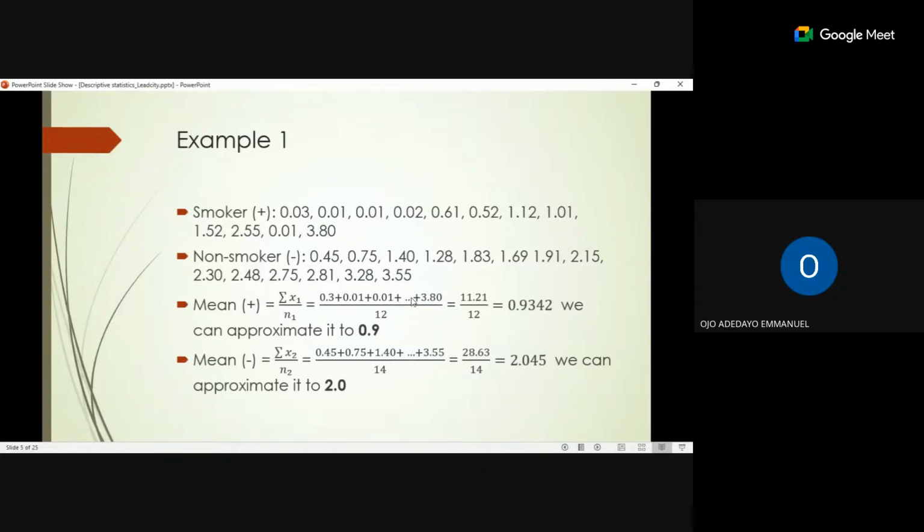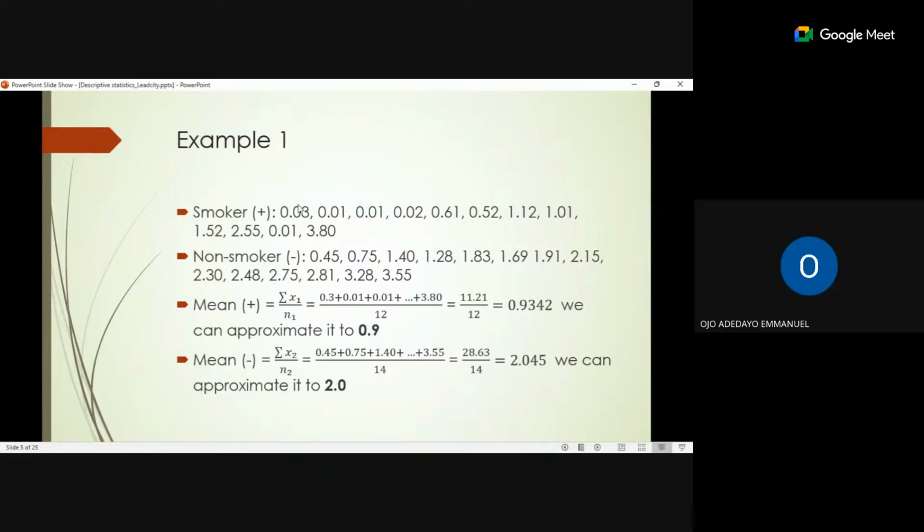In mathematics, please listen to this. This is very, very important. Instead of writing the whole 12 that we have here, because of your time, it is acceptable in mathematics when you write the first one, the second one, and the third one, you can put 3 dots. The 3 dots simply mean that you are continuing. Then you supply the last one, which is 3.80.